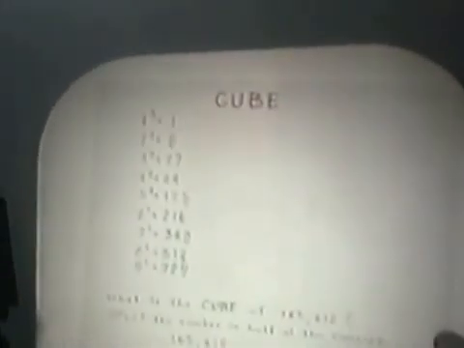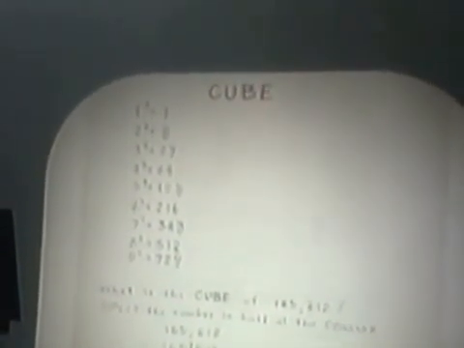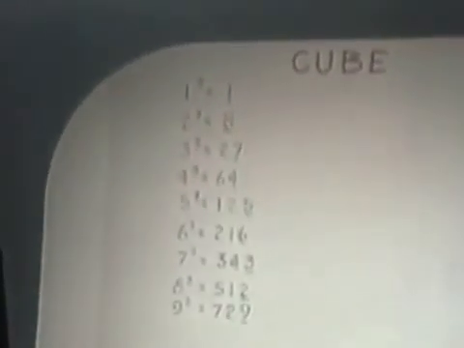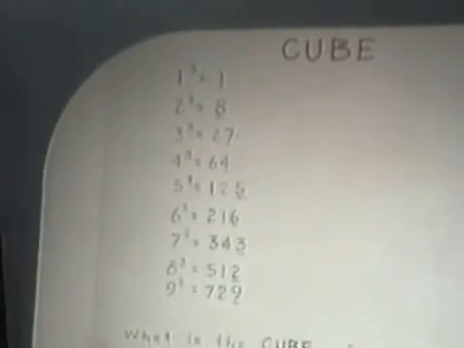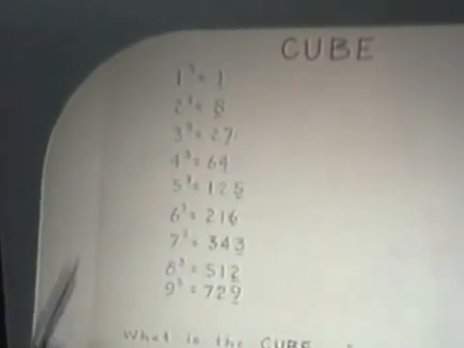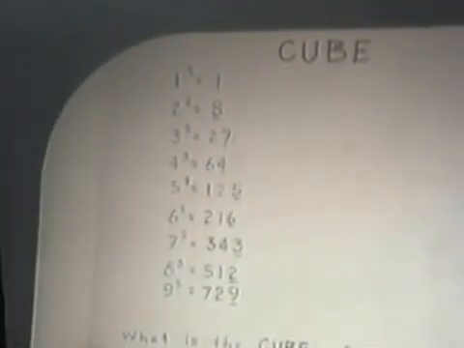Now then, we're going to cube. We're going to do cubes now. Okay? Let's look at this. Cube. That's a number times a number. 2 times 2 times 2 is called a cube. 2 times 2 is called a square. What is the square of 2? That's 2 times 2. What is the cube of 2? That's 2 times 2 times 2, or 2 cubed. 1 cube is 1. 2 cube is 8. 2 times 2 times 2 is 8.